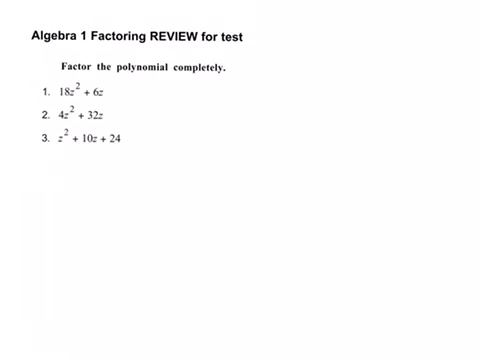So for the first one, you are looking at a binomial. It's two terms, so the first thing I'm definitely going to do is look for a greatest common factor. I see 18 and 6. The greatest common factor there is 6. And then a z squared and a z, so they also have a z in common. So when I factor that out, I want to know 6z times what gives me 18z squared, and that's going to be 3z. And then 6z times what gives me 6z, and that's 1. So my factorization is 6z times the quantity of 3z plus 1.